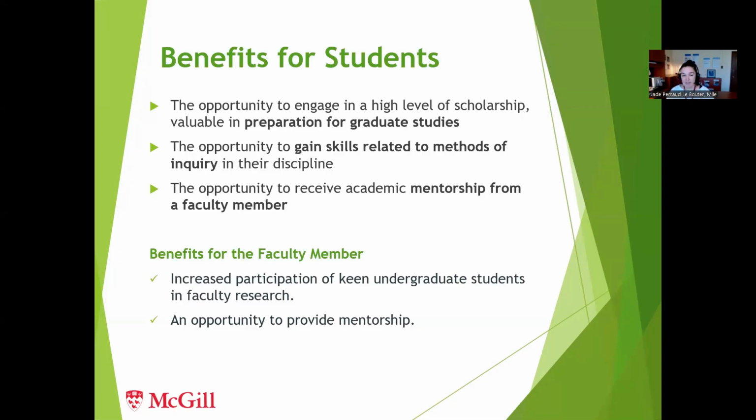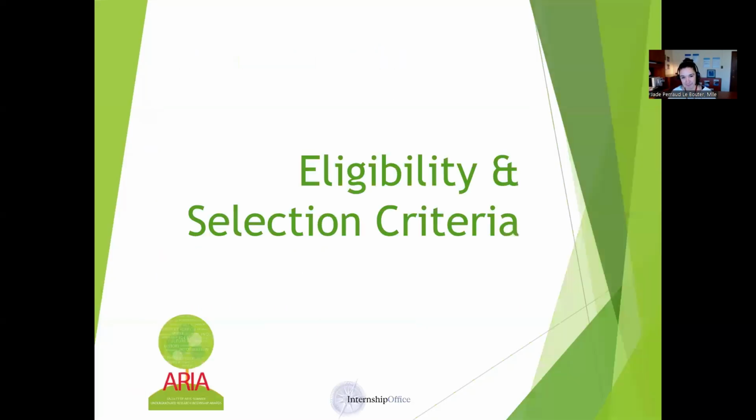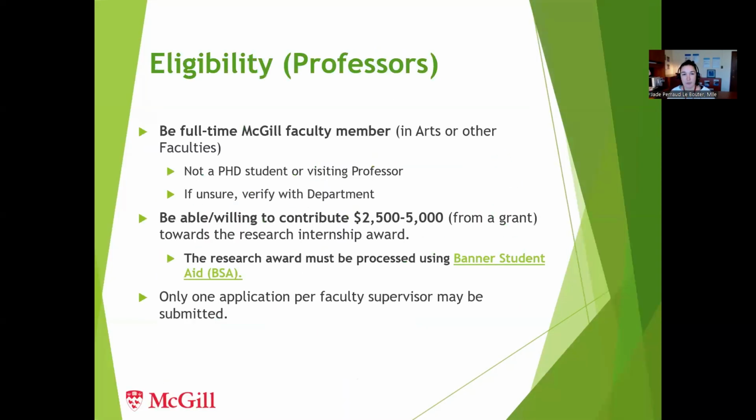The benefits for the faculty member is increased participation of undergraduate students in the faculty research, as well as an opportunity to provide mentorship. In terms of eligibility and selection criteria, the professors that are eligible have to be a full-time faculty member. Priority goes to faculty members in the Faculty of Arts. However, the professor could be from another faculty.